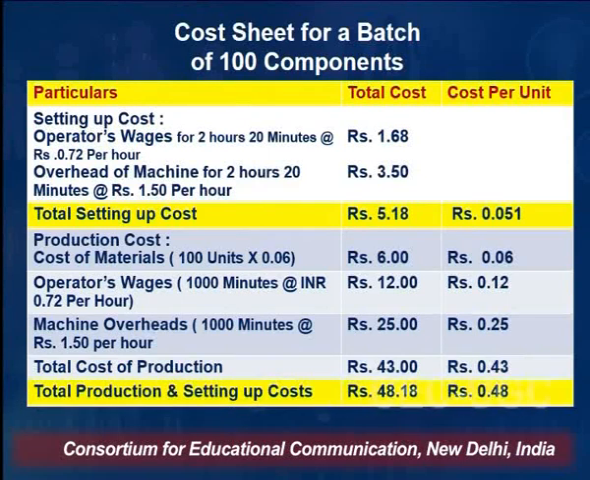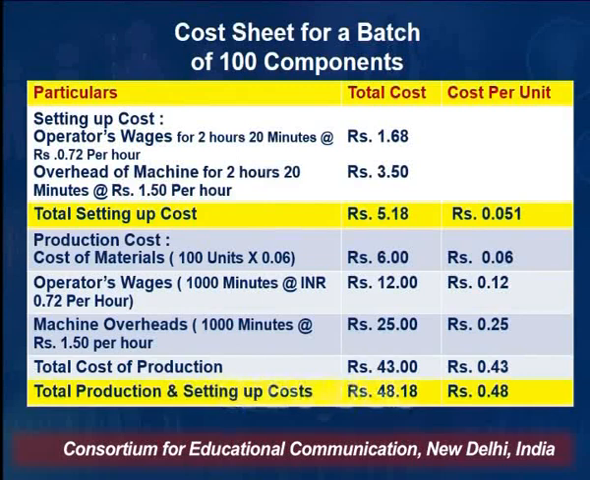And interestingly, when you calculate the cost per unit, it comes to be 48 paisa, which is of course lower than that of the previous batch of 10 components, where the cost was on the higher side, and here it comes to be 0.48 rupees. So this is the second comparative analysis, where we are preparing a cost sheet for a batch of 100 components. As an accountant, we are reporting to the management that if you manufacture in a batch of 100 components, this will be the scenario. This is going to be your total cost of production and setting up, and this is going to be your cost per unit.